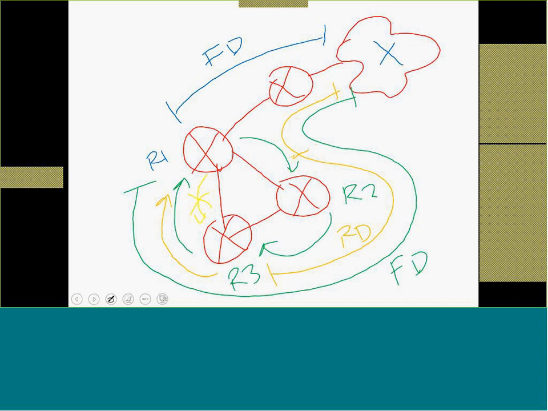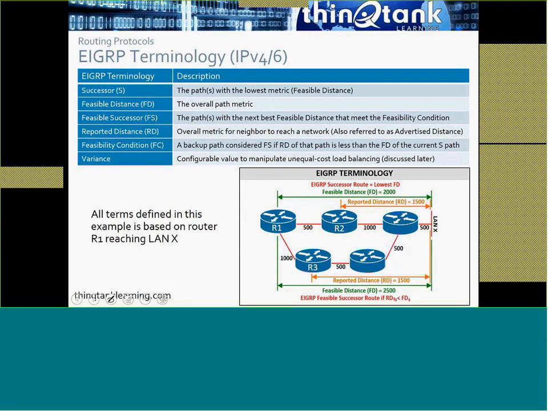And all this stems from the problem that EIGRP is a distance vector protocol. Link state protocols don't have to worry about this because they have a complete picture of the topology. Did that help clarify that concept a little bit? Yeah. This is the algorithm. This is the EIGRP algorithm.